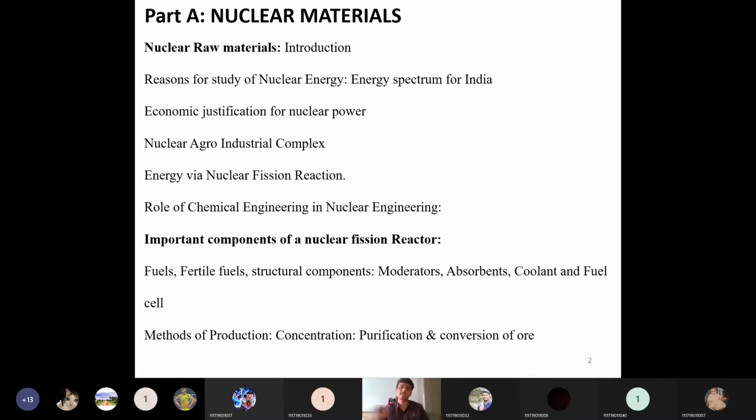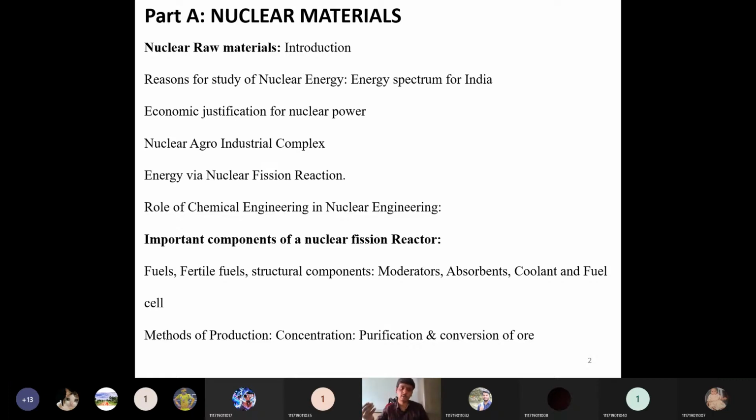Then the nuclear agro-industrial complex. This will be a complex flow sheet in which there will be many units: power generation, water purification, then this purified water can be used for agriculture, pesticide industries, fertilizer industries, all together in one place. That is called a nuclear and agro-industrial complex, in short form called a Nuplex.